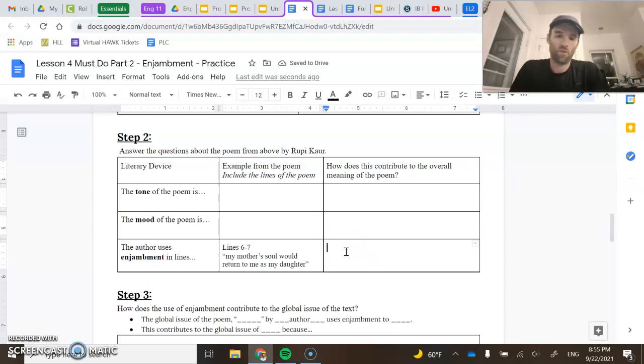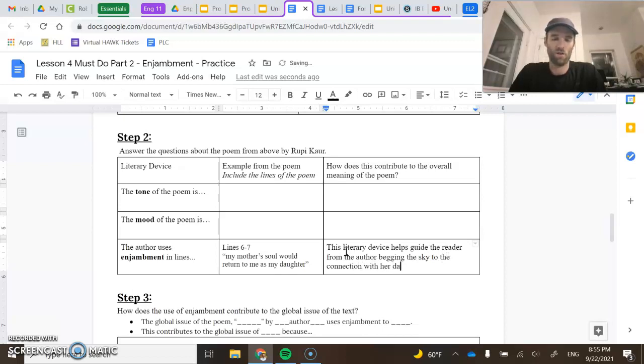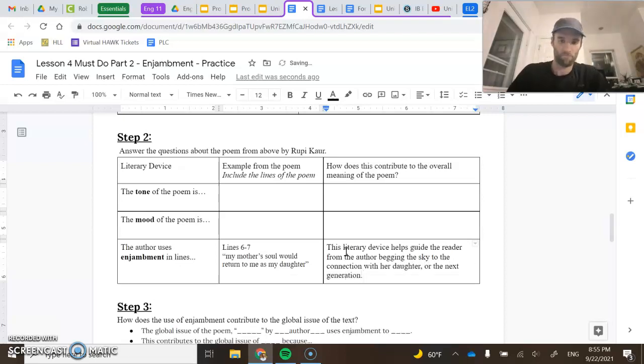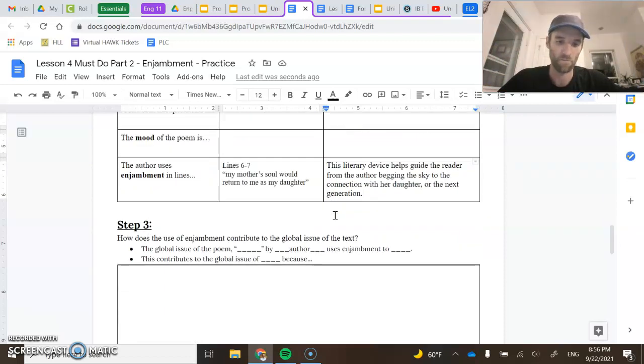So how does it contribute to the overall meaning? This literary device helps guide the reader from the author begging the sky to the connection with her daughter or the next generation. Okay, so that's the connection from her mother to her daughter and passing that along.